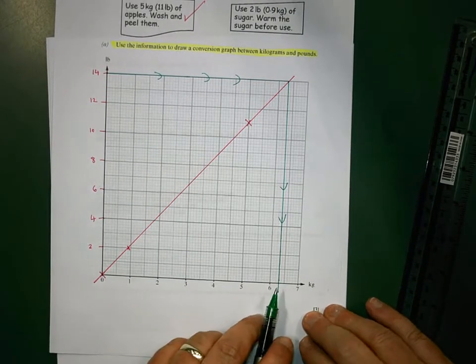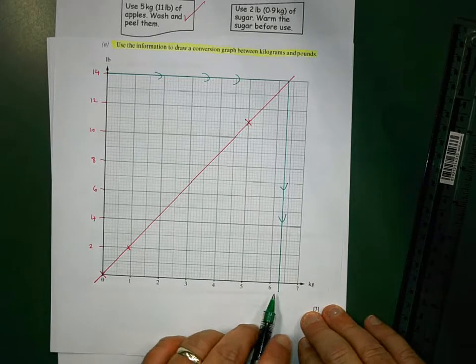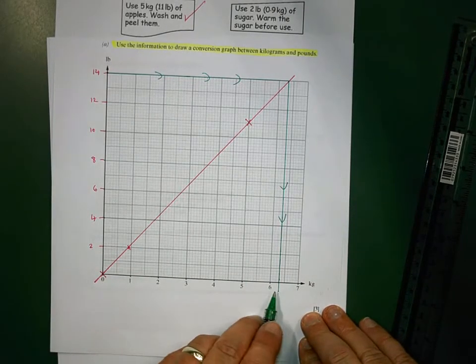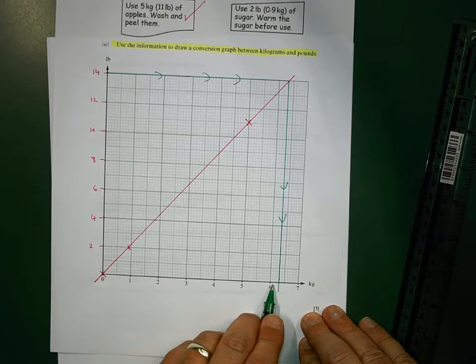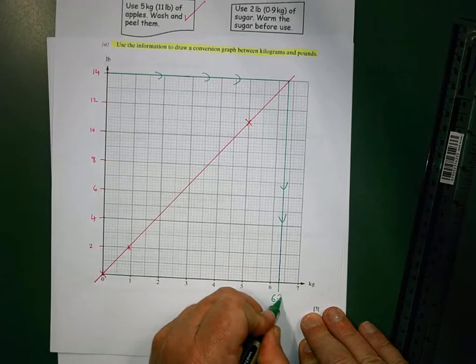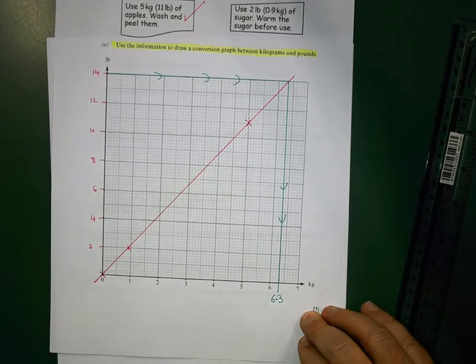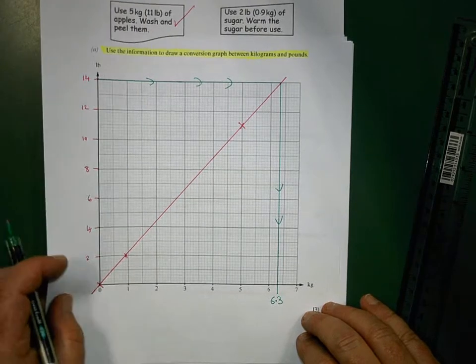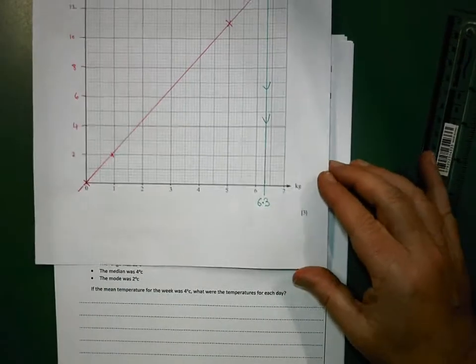And you need to be as accurate as you possibly can. Okay, so don't be slapdash. Make sure you're being careful with your lines. So this I'm reading off as 6.3. Okay, you might have 6.4. That would be fine.